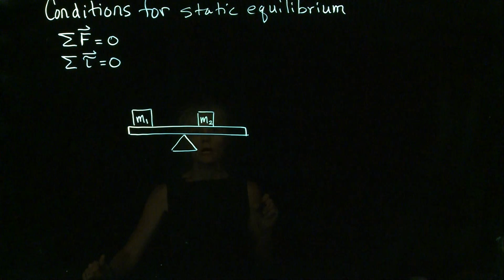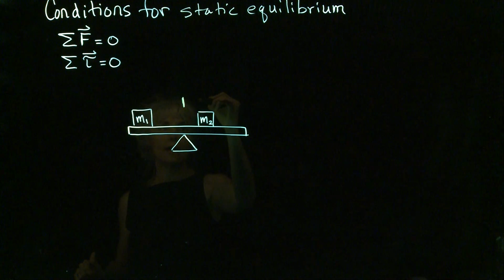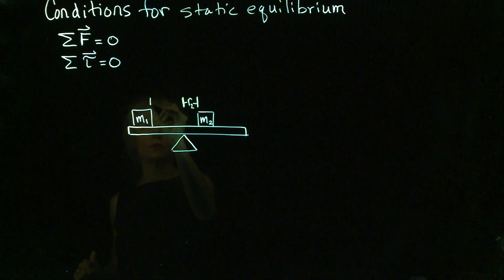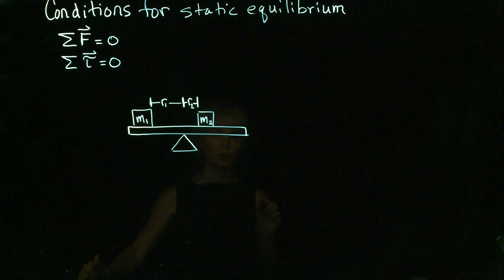Okay, so let's say that we know these distances relative to the axes as R1 and R2. So this is going to be R2, and this distance here will be R1, measured from the axes of rotation. Those are the distances. We'll be drawing vectors in a moment for them.